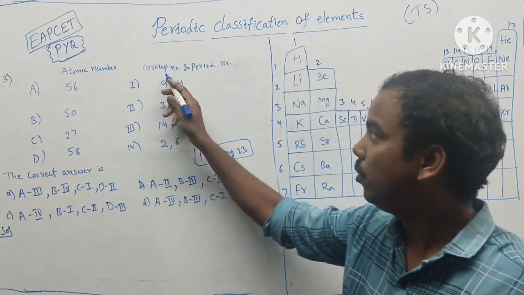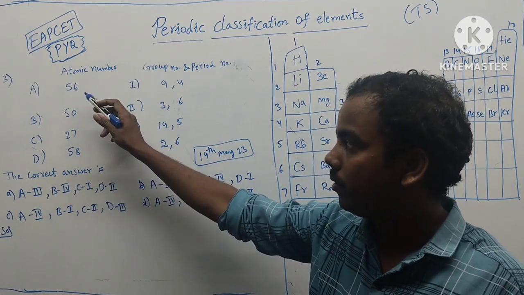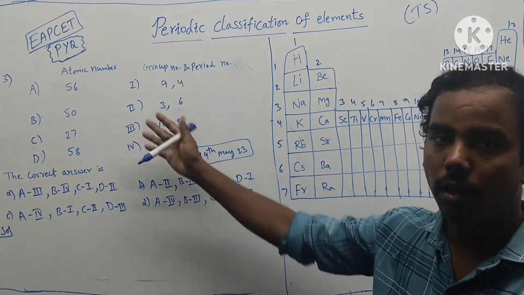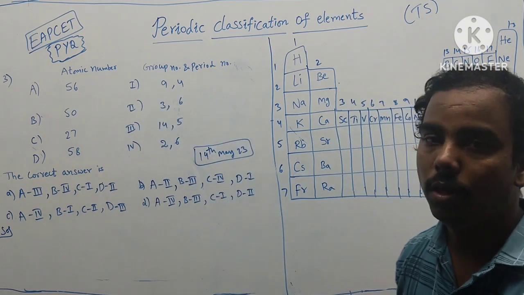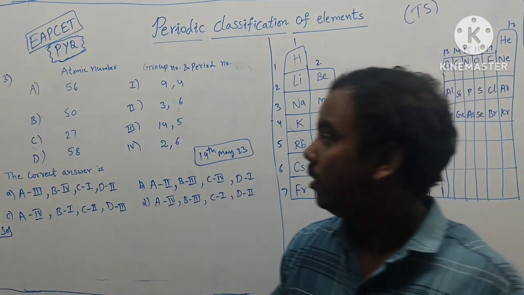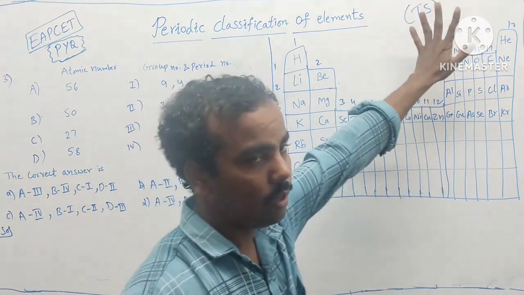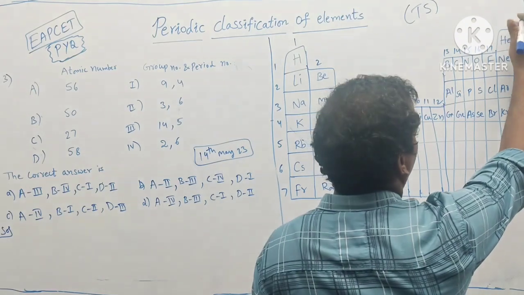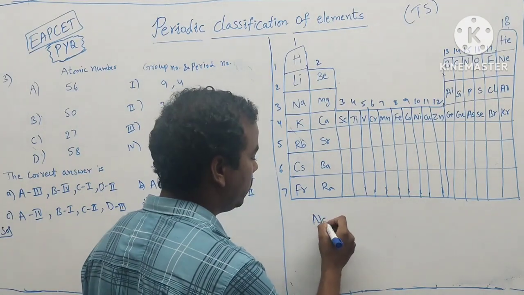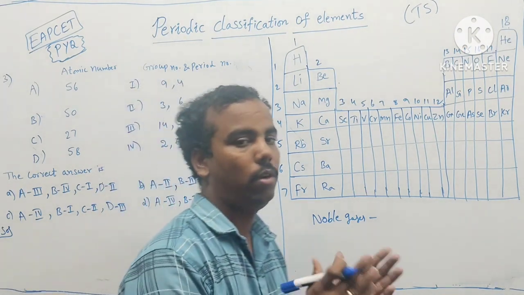Atomic numbers, group numbers and period numbers are given. The atomic number is 56. So what is the group number and what is the period number? How do we find them if the atomic number is given? If you know the periodic table, finding the group number and period number is very easy. So here is one trick. First, you have to learn the noble gases' atomic numbers. Then you can find the period number and group number very easily.